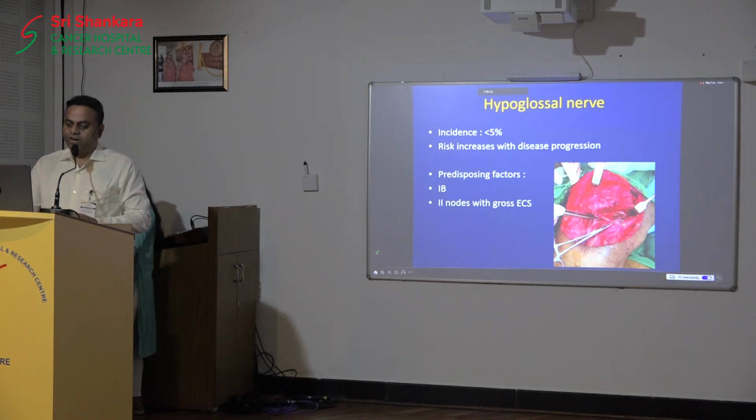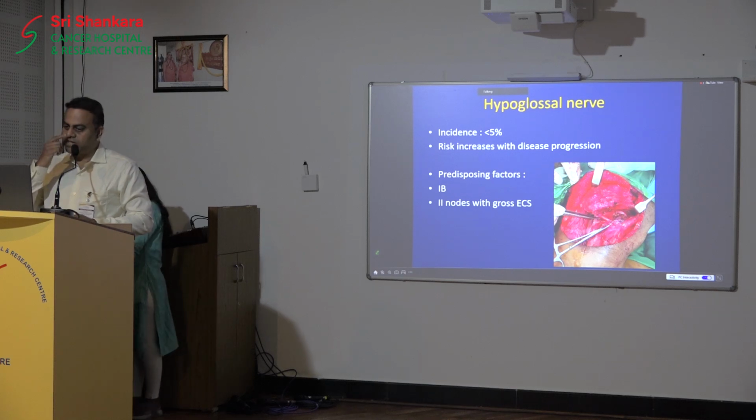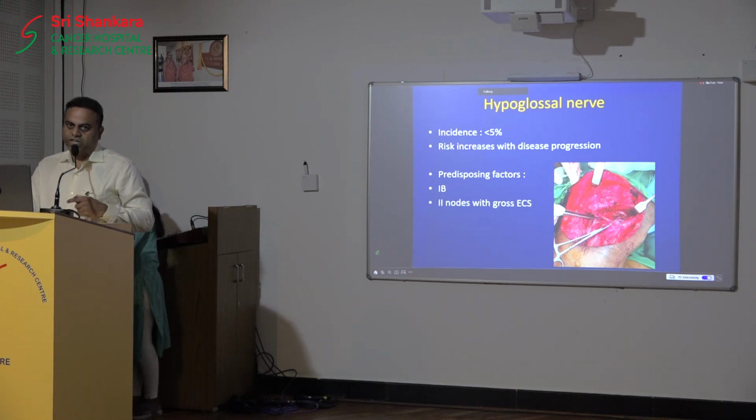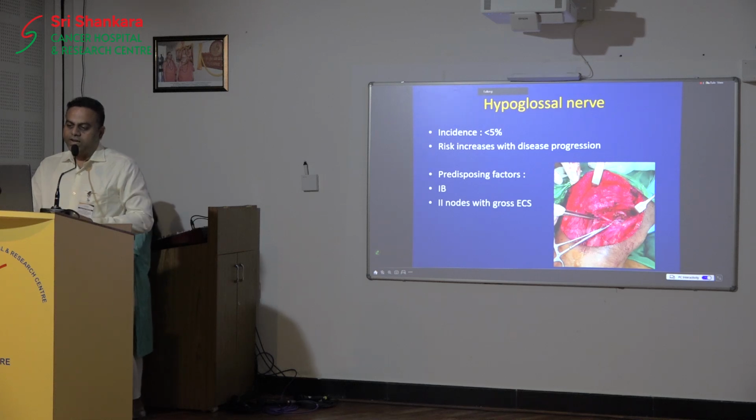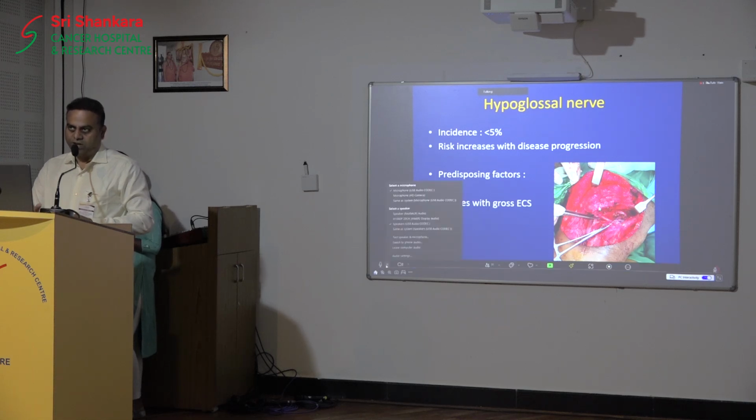Now when we are done with the marginal mandibular nerve dissection and we have done 1B, the next nerve we encounter, when we go to level 1B in this area or level 2, is the hypoglossal nerve. The risk of hypoglossal injury is less than 5%. When the hypoglossal nerve exits the hypoglossal canal, it traverses in the carotid sheath, goes beyond the vagus nerve, and at the bifurcation of the carotid artery, somewhere here, it turns slightly sharp so that it goes below the posterior belly of the digastric and below the mylohyoid. So when you have gross extranodal extension in level 2, this is the area where you can damage or sacrifice the hypoglossal nerve.